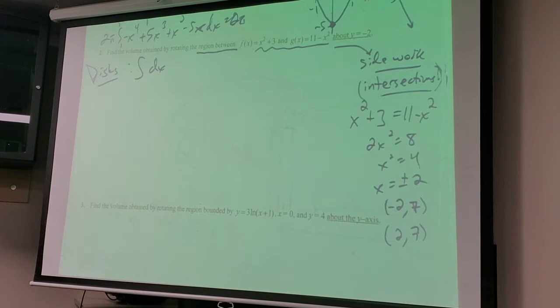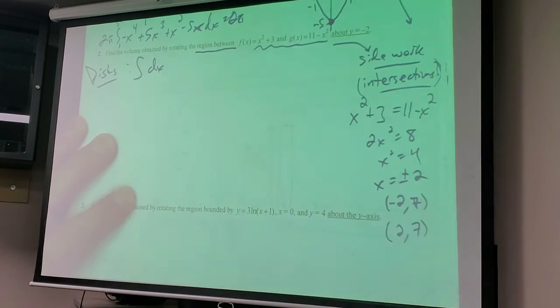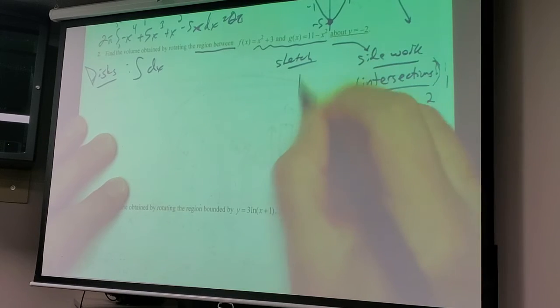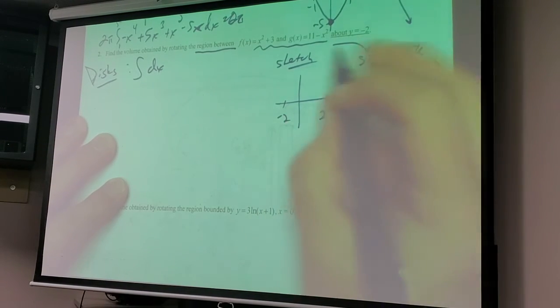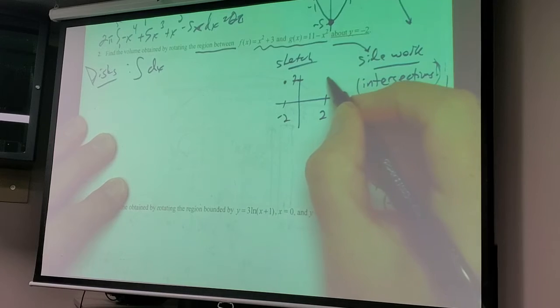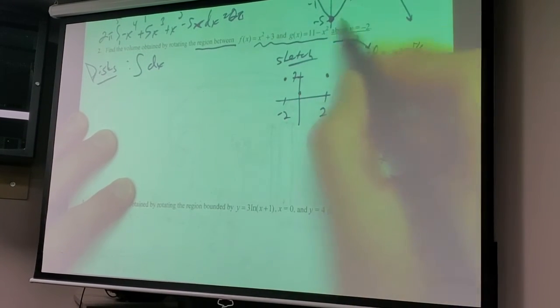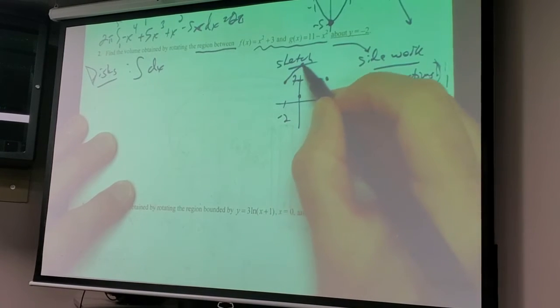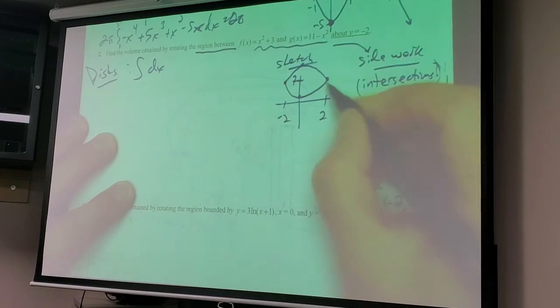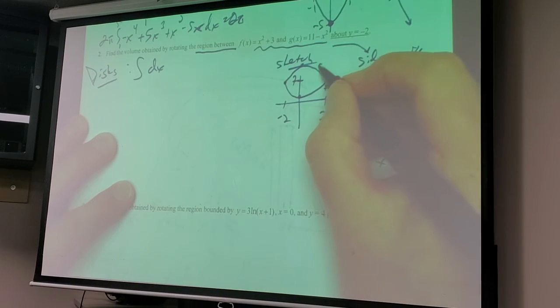And these are crazy nice graphs, correct? So one parabola opening down, one parabola opening up. So obviously this guy's on top, this guy's down below. You can make sure about it though. So here's a little rough sketch. -2, 2, 7. So at 0, this is at 3. And at 0, this is at 11. So the bottom one is x squared plus 3. And the top one is 11 minus x squared.